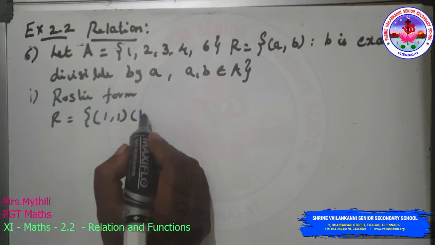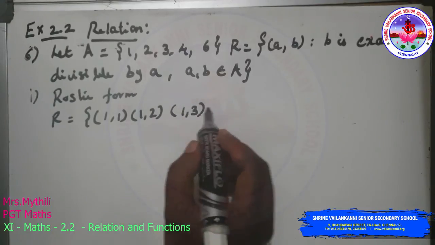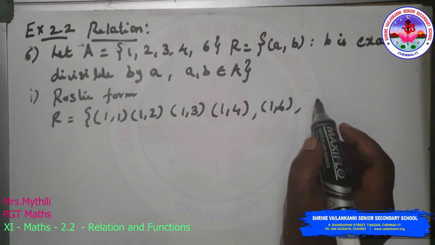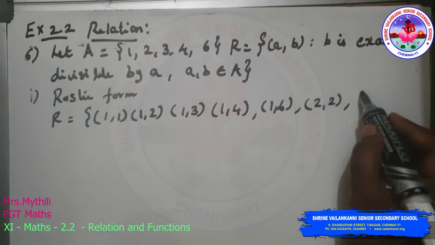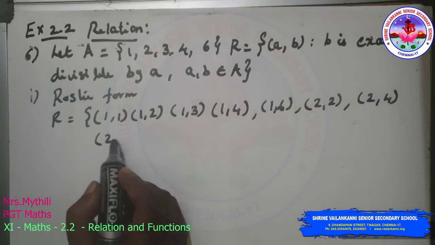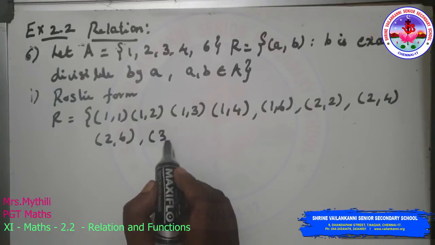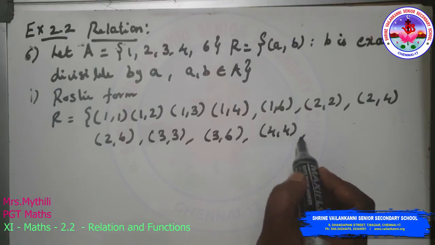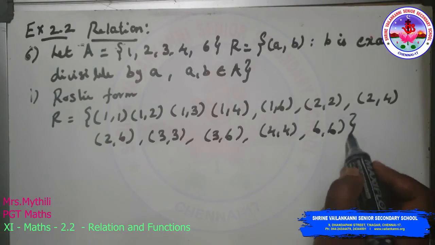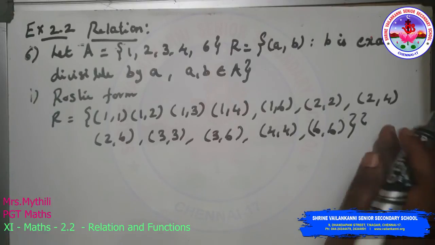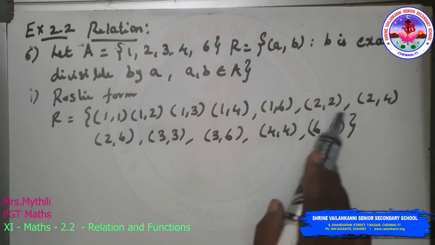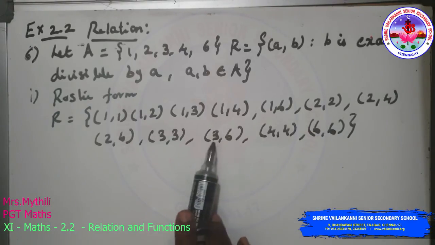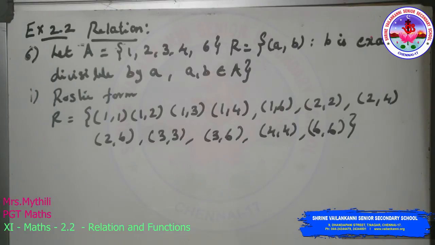That is (1, 1), (1, 2), (1, 3), (1, 4), (1, 6), and then (2, 2), (2, 4), (2, 6), and then (3, 3), (3, 6), (4, 4), and (6, 6). So in the ordered pair, b is exactly divisible by a. If you take any values, 2 is divisible by 2. So 6 is divisible by 6 and 6 is divisible by 3.